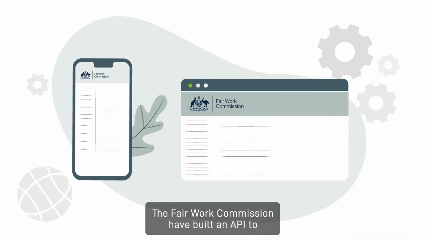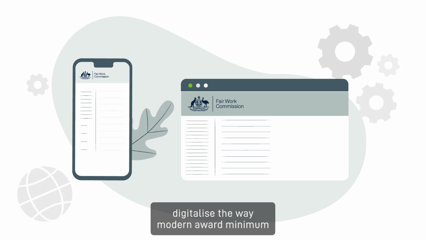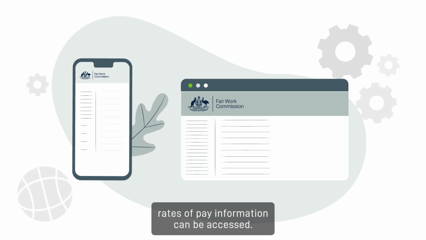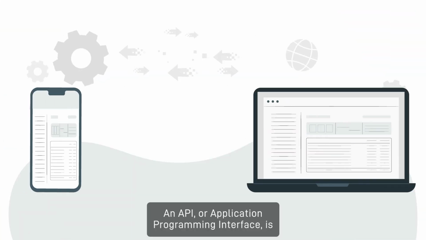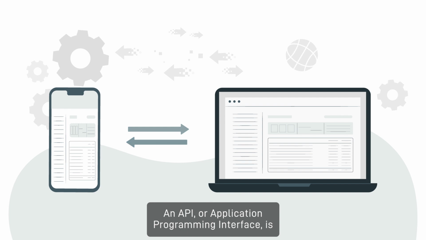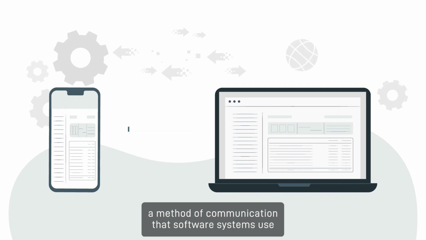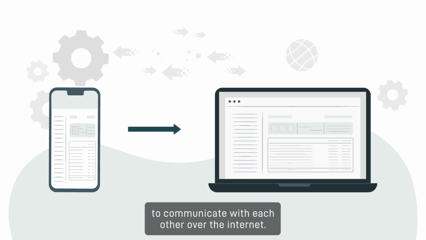The Fair Work Commission have built an API to digitalise the way modern award minimum rates of pay information can be accessed. But what is an API? An API, or Application Programming Interface, is a method of communication that software systems use to communicate with each other over the internet.